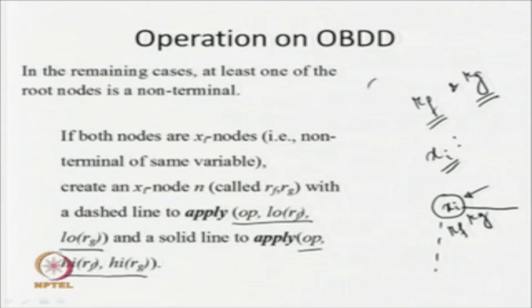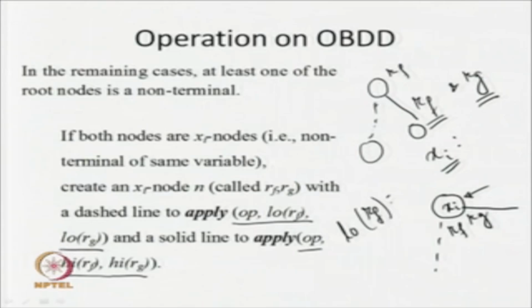and apply op of HI of RF and HI of RG. So, basically what will happen, if this is my RF node, then I know that I have two functions already defined. One is LO RF and the second one is HI RF. What will it return? Basically, it will return the nodes that are pointed to by the dashed line. In case of LO, say this is my P Q, that means LO RF will return P and HI RF will return Q.